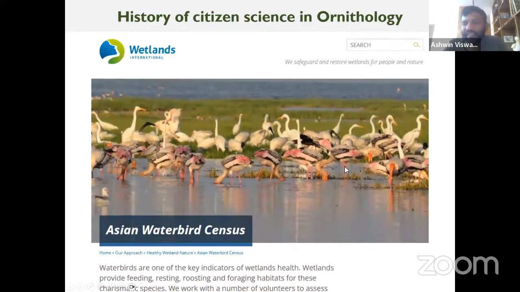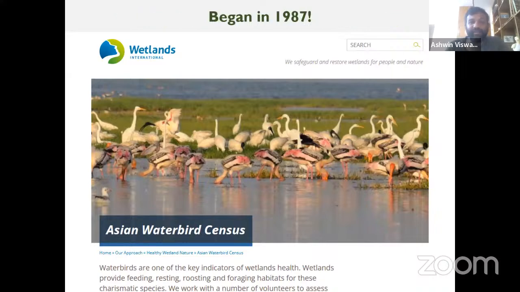So the earliest citizen science project in India was the Asian Waterbird Census. This began in 1987, and it was an initiative focused on wetlands, where people would go to monitor wetlands in the winter, to look largely for birds that use wetlands. And this was a focused initiative that is still going on today.